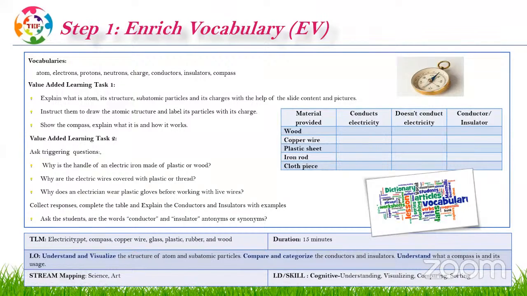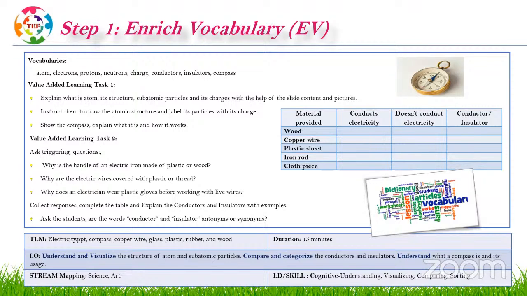For example, why is the handle of an electric iron made up of plastic or wood? In this way, to differentiate conductors and insulators, we ask some triggering questions, collect the students' responses and list them down on the board. Then we can make them sort the materials into conductors and insulators, and find the antonyms and synonyms between conductors and insulators. Through small activities like this, the teacher must develop the vocabulary knowledge relevant to the particular chapter.